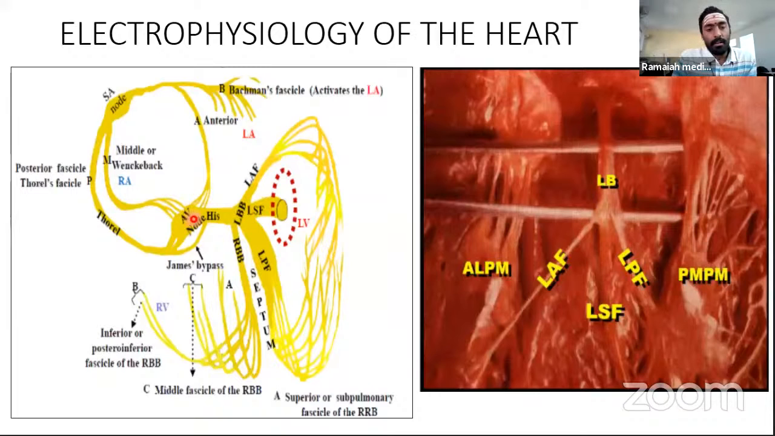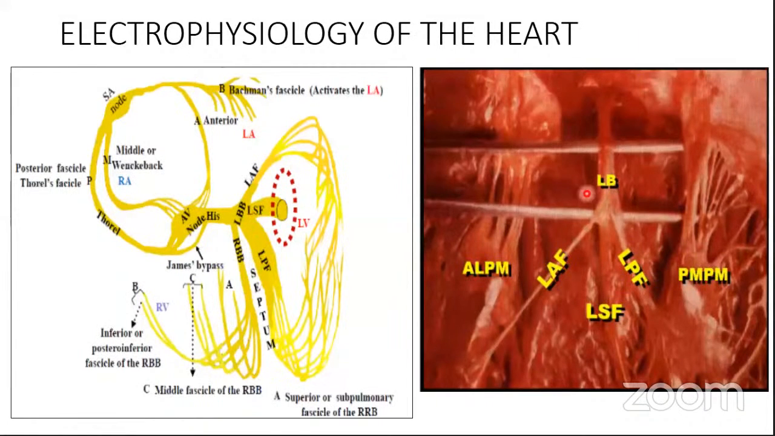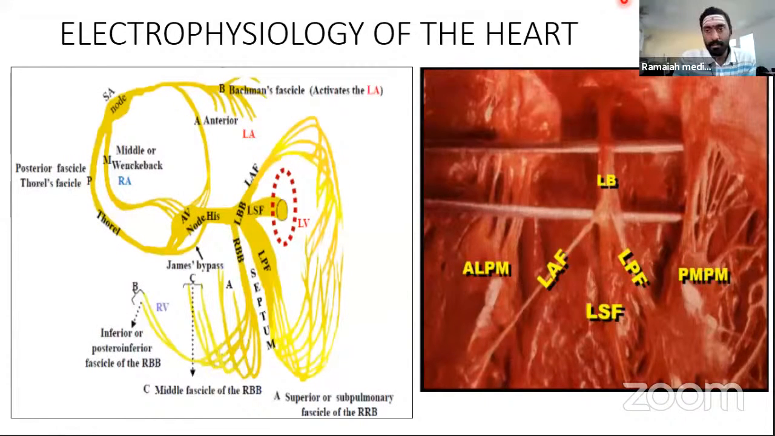Once we reach the AV node, it has two highways: the left bundle branch and the right bundle branch. Traditionally, we are taught that the left bundle branch has two fascicles, the left anterior and the left posterior fascicle. But there have been a lot of evidences to state that there is the existence of a septal fascicle, and septal fascicular blocks have also been described. The right bundle is a single bundle, and the left bundle has three fascicles: the septal, the anterior, and the posterior.